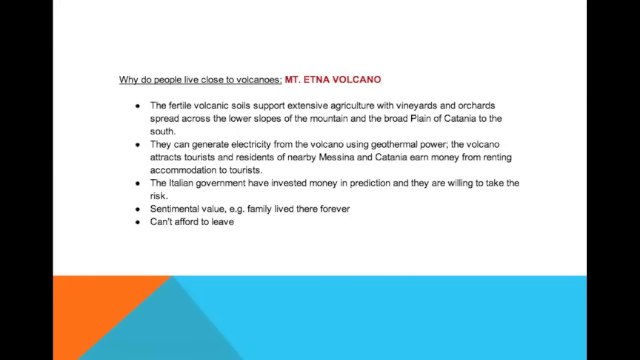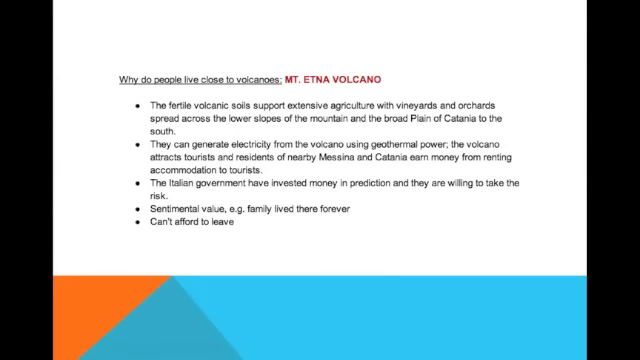So now some case studies. Why do people live close to volcanoes? Use the one in Italy, the Mount Etna volcano. The fertile volcanic soils support extensive agriculture with vineyards and orchards spread across the lower slopes of the mountain and the broad plain of Catania to the south. They can also generate electricity from the volcano using geothermal power.